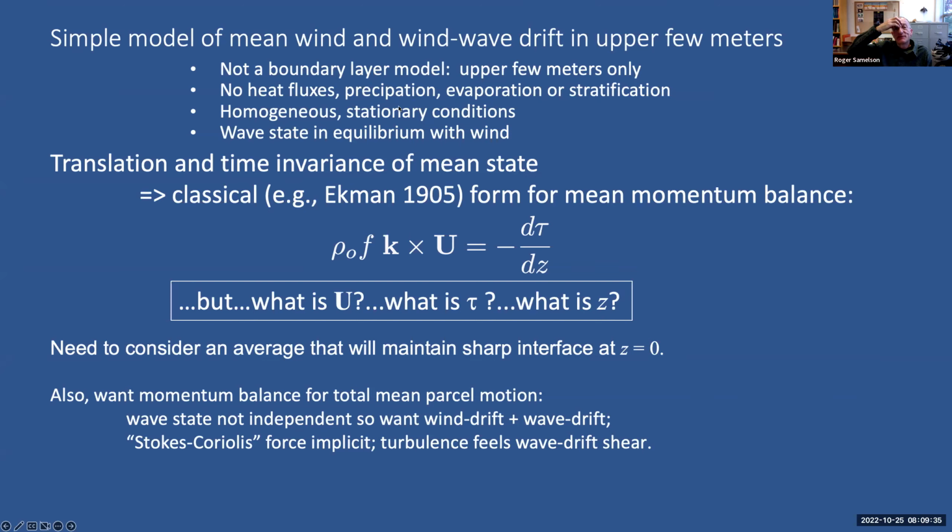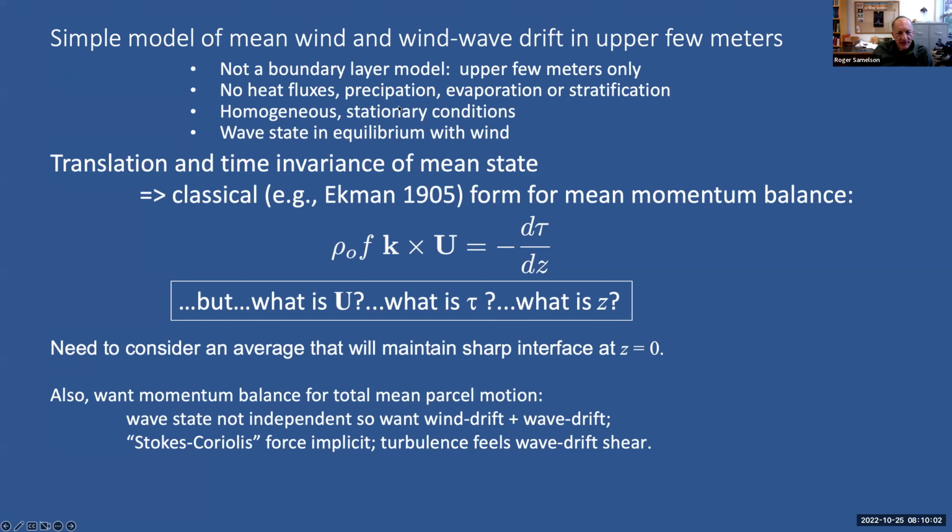So here's a summary of where we are so far. I want this simple model of the mean wind and wave drift in the upper few meters. So it's not a boundary layer model, it's really just the upper few meters. There are no heat fluxes, precipitation, evaporation, or stratification. Everything is homogeneous and stationary. The wave state's in equilibrium. Think about that. Really, the only thing you can get for the mean momentum balance is the old classical balance of Coriolis force with a vertical stress divergence. And here, of course, we're away from the equator.